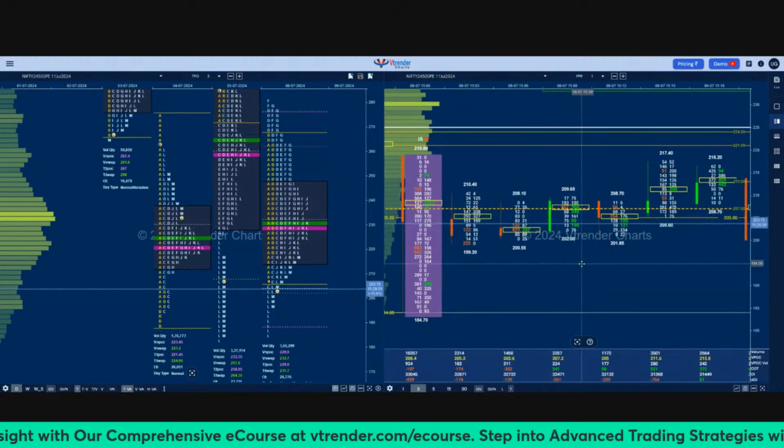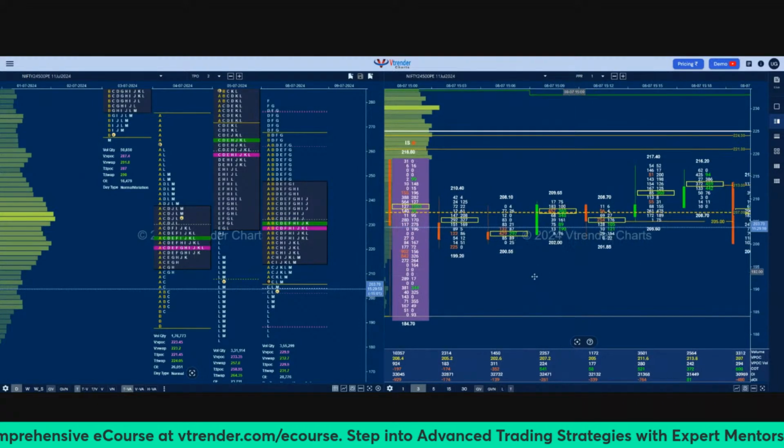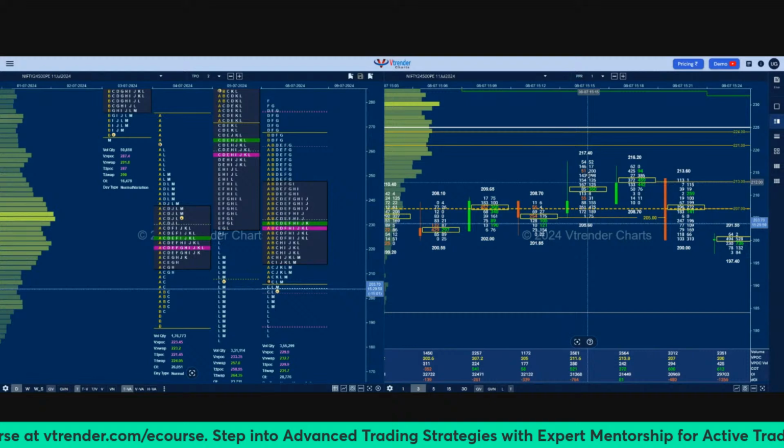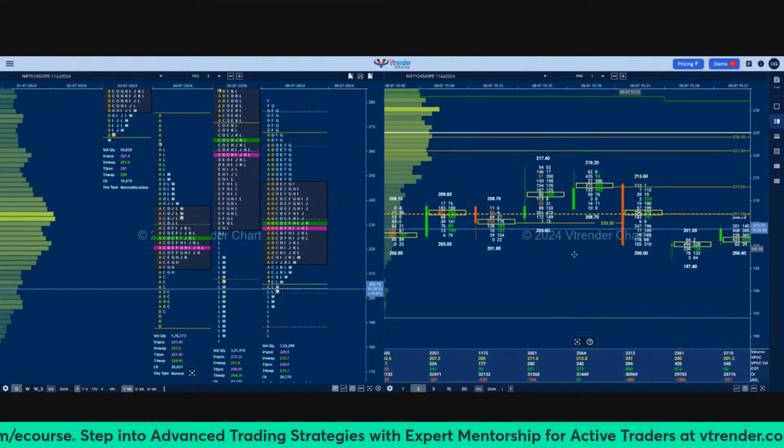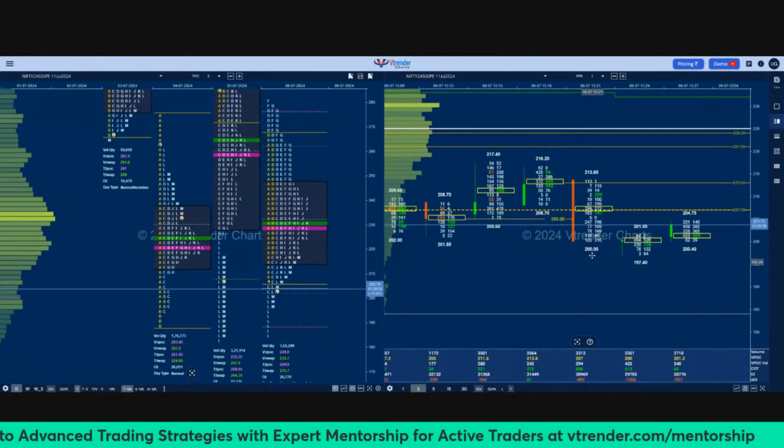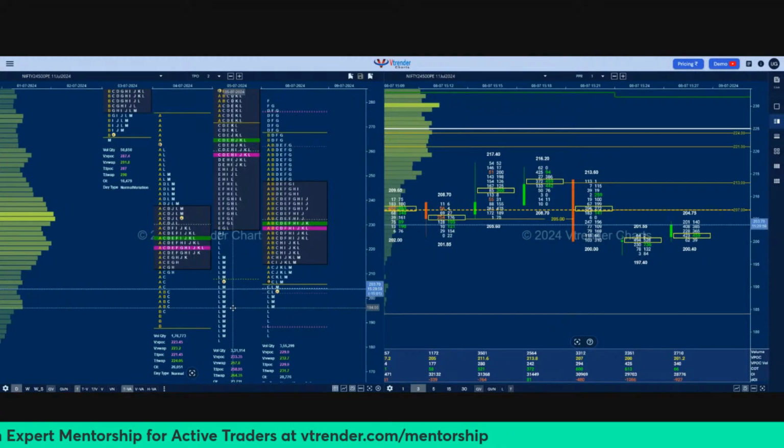So these kind of plays are what you can do, because this was at the fag end of the day. It went on to make a high of 217. But these are the trades you can look for in option charts when you're looking to fade the extremes.